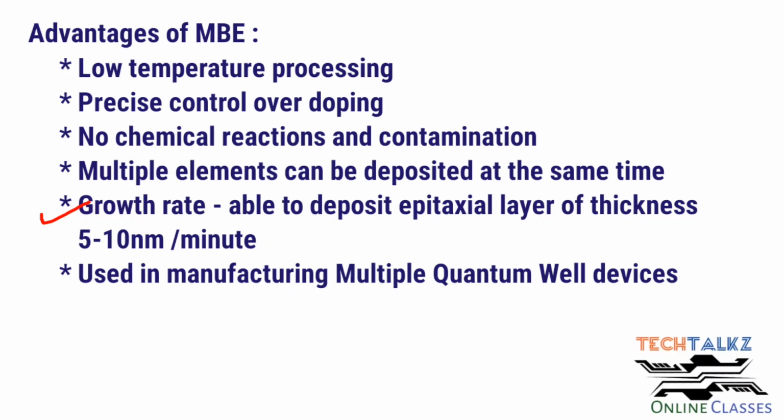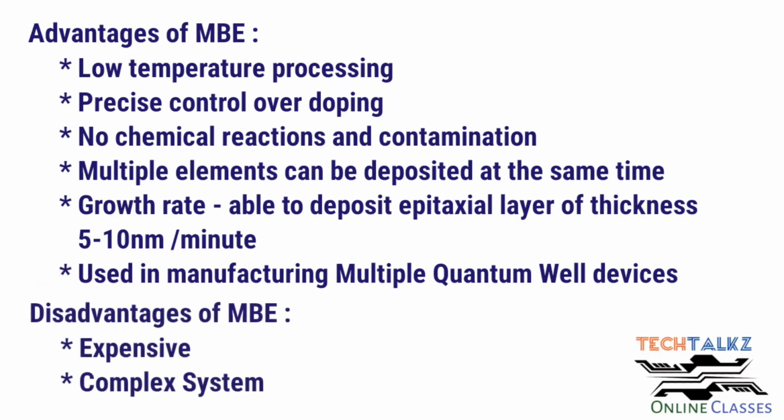Since we can deposit different materials at the same time, we are able to deposit different materials with different band gaps, and these are useful in manufacturing multiple quantum well devices, MQW devices. But on the negative side, the MBE system is a very costly and very sophisticated piece of equipment. It's very expensive and a very complicated system. But above all, MBE gives you much better control of the epitaxial layer compared to other conventional epitaxial systems. That's the advantage. Okay. Next, we can move on to the next topic.